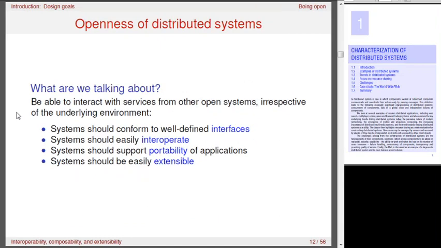I will tell you about openness, where we just want to be able to interact with services from other open systems, irrespective of the underlying environment. Systems should conform to well-defined interfaces. There should be well-defined interfaces. Systems should easily interoperate. Systems should support portability of the application. Applications should be portable from one system to another. Systems should be easily extensible.